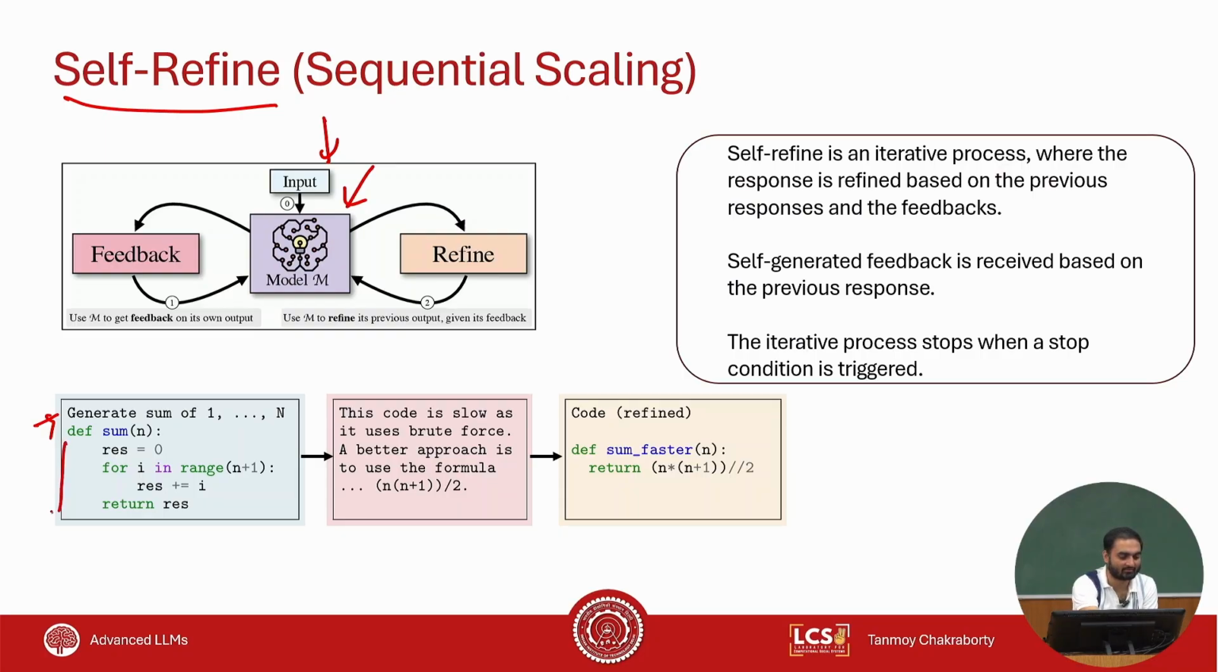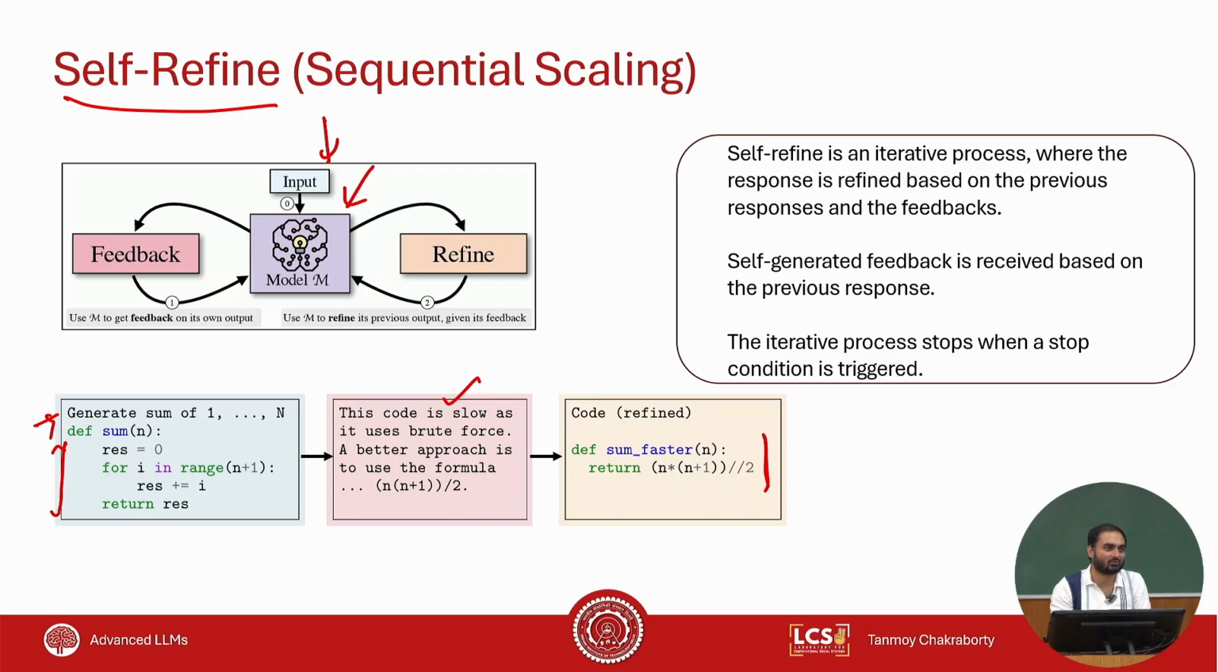Initially the model produces this code, and everything happens in terms of prompts. So you write a prompt and you ask the model to give feedback on this output. The model will say that this code is slow as it uses brute force. A better approach is to use the formula. Now this is a feedback. This feedback will be given to the model and the model will refine it, and this is going to be the refined code.